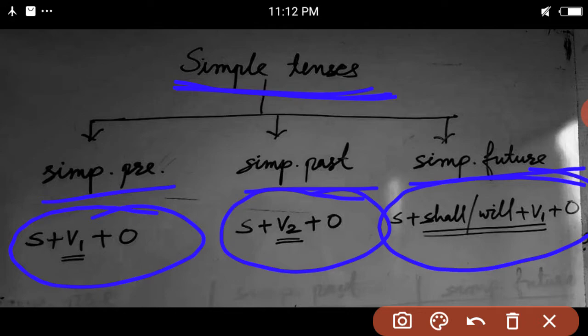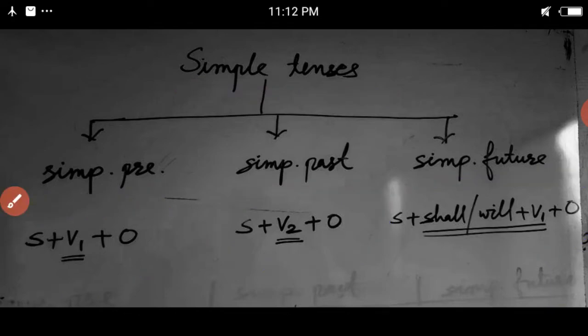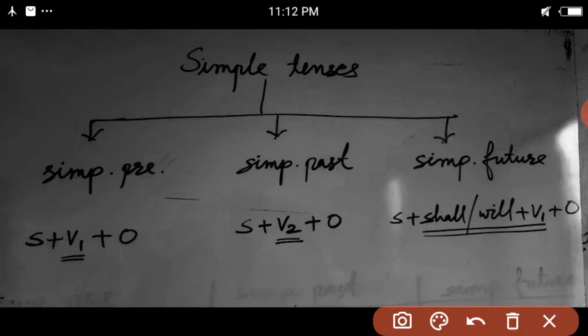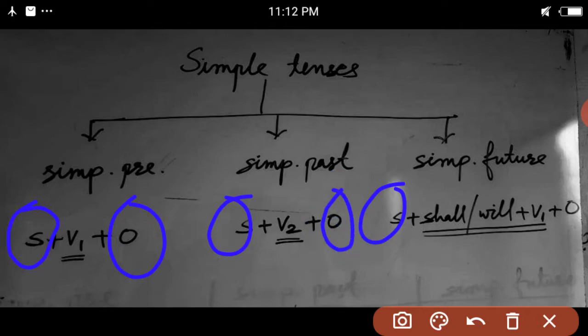So before discussing the changes, you must see the similarities. Here in all the structures or formulas, you can find subject remains same as well as object remains same. Then what is changed? That is the verb. Verb changes. It means forms of verb change.